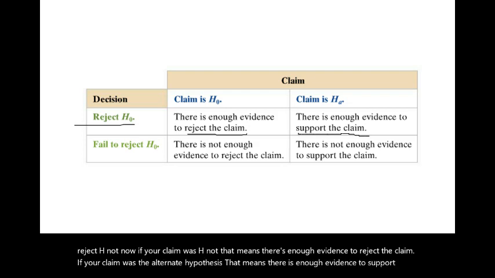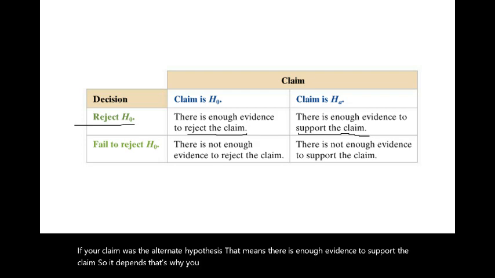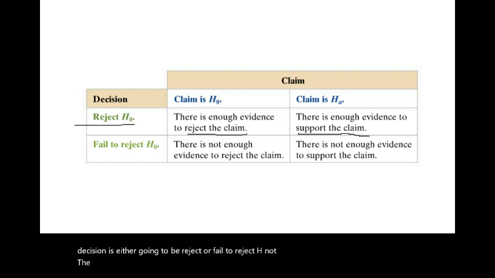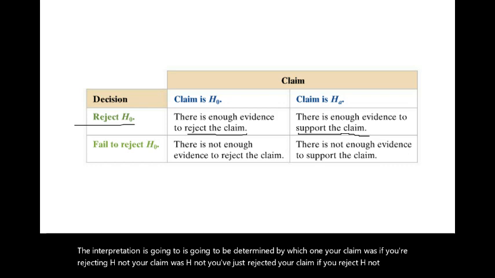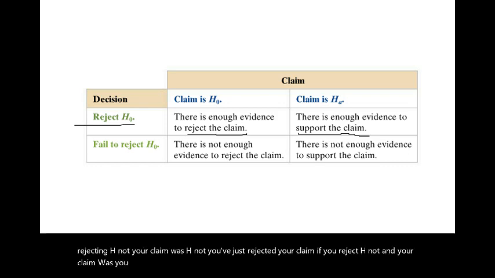So it depends. That's why you need to label which one your claim is, because your initial decision is either going to be reject or fail to reject H0. The interpretation is going to be determined by which one your claim was. If you're rejecting H0 and your claim was H0, you've just rejected your claim. If you reject H0 and your claim was HA, you have just supported your claim. So make sure that you label which hypothesis stands for your claim.